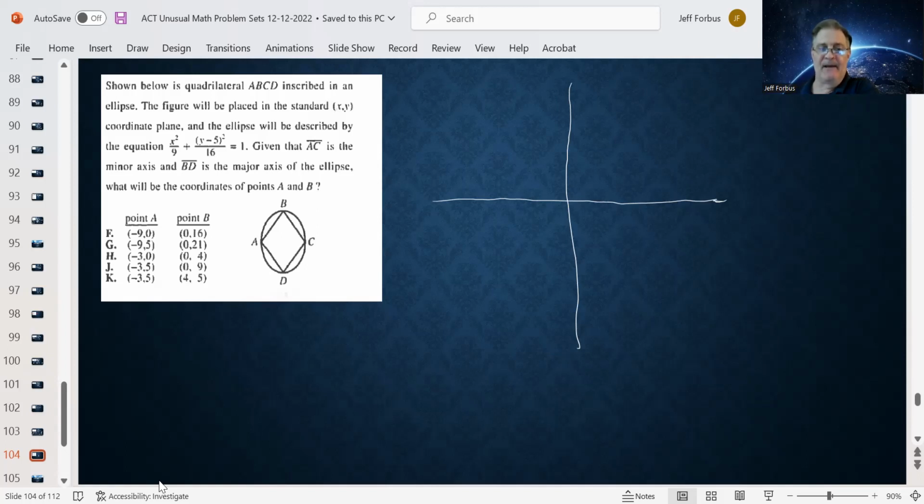and BD is the major axis, so the ellipse is going to be around the y-axis, stretched out around the y-axis. The width of the ellipse is going to be along the x-axis. Given that AC is the minor and BD is the major, what will be the coordinate points of A and B?